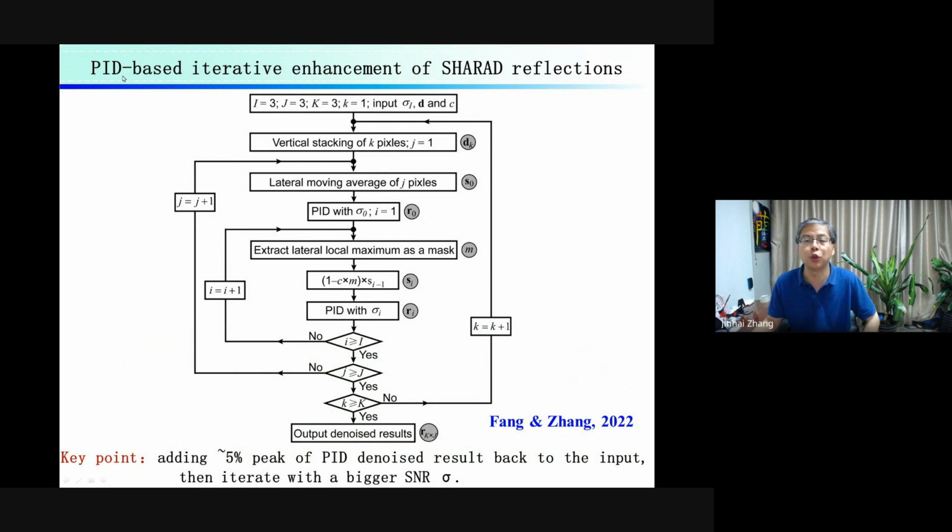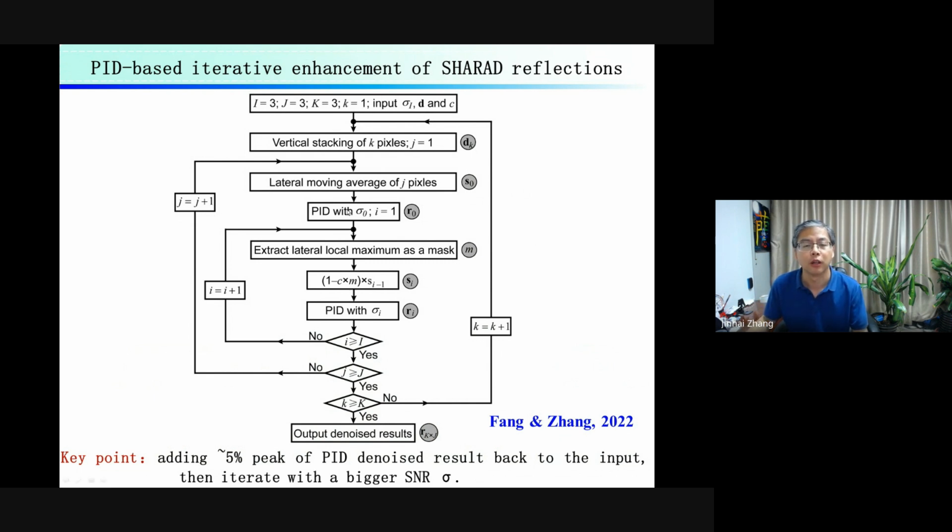This method is very popular. It uses stochastic and deterministic methods to deal with noise detection and reduction. However, when we directly use this method on the SHARAD data, it doesn't work. So after speeding up this method, Pengfang tried to develop a new method based on the PID. Finally, he got a very non-traditional method.